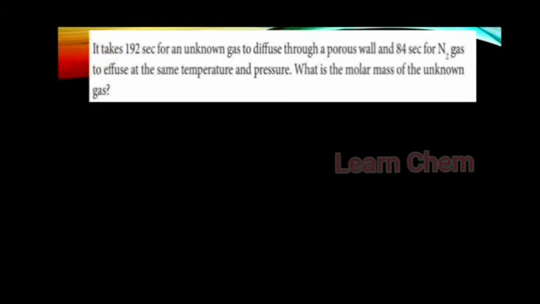The next question. It takes 192 seconds for an unknown gas to diffuse through a porous wall and 84 seconds for nitrogen gas to effuse at the same temperature and pressure. Okay, we are comparing nitrogen's value with an unknown gas. The nitrogen gas requires 84 seconds for effusion and the other gas at the same temperature and pressure requires 192 seconds for the same process. What is the molar mass of the unknown gas? We have to find the molar mass of the unknown gas.